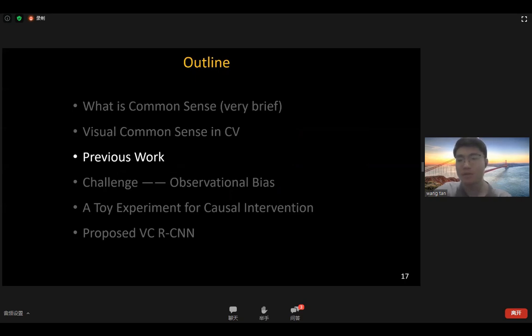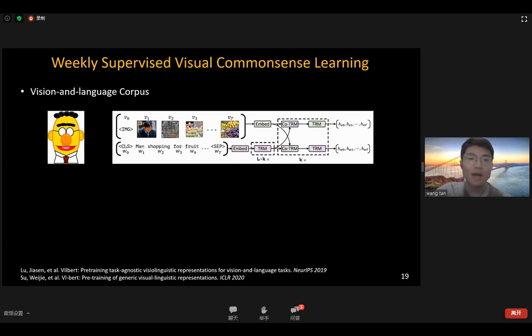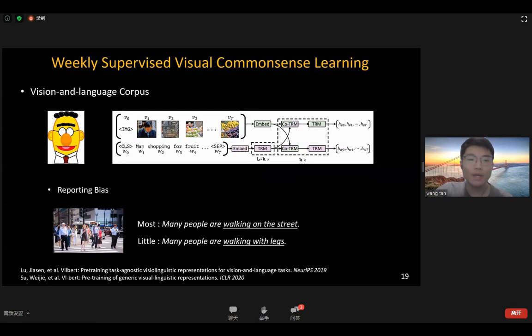Many previous researchers have tried to encode visual common sense. The most direct way is supervised learning with a predefined visual common sense knowledge base. For example, Wilton constructed a human-generated abstract scene dataset containing 213 relations annotated by AMT. However, these common sense relations need very expensive manual annotation. To solve this problem, weakly supervised learning counts. Actually, some previous work has performed weakly supervised learning from large-scale vision and language corpora. However, common sense is not always recorded in the text due to reporting bias. For example, most may say people walking on the street, but few will point out people walking with legs.